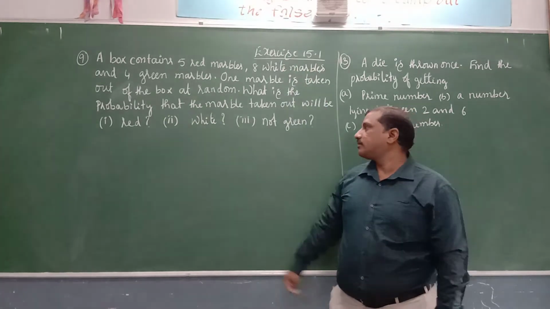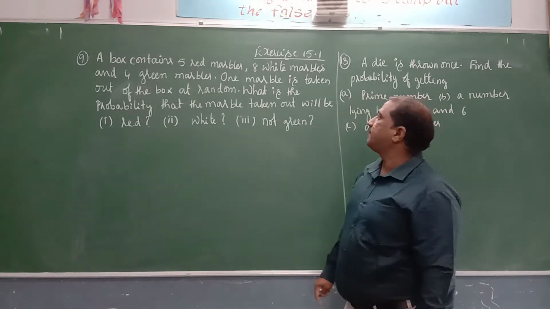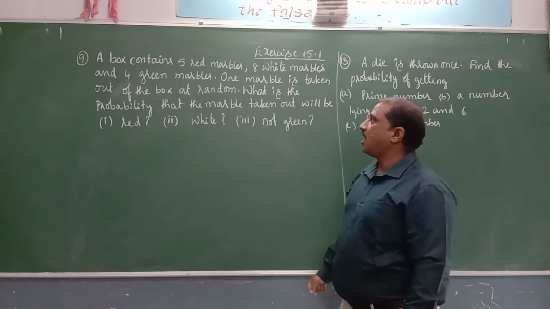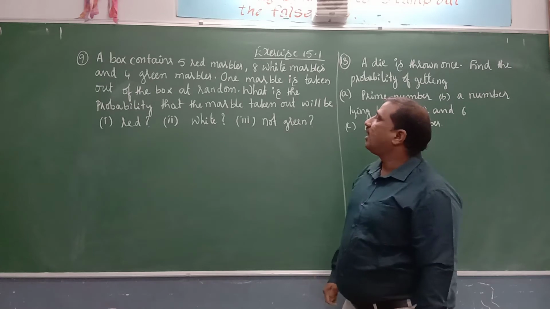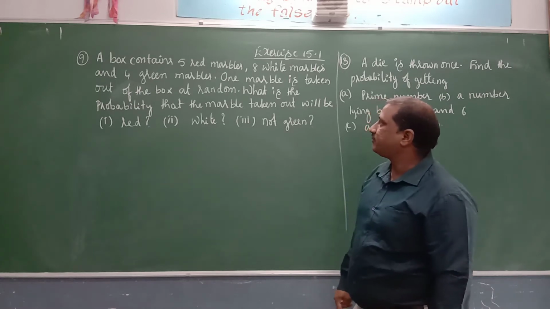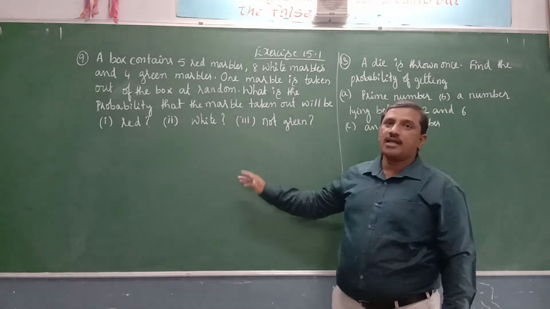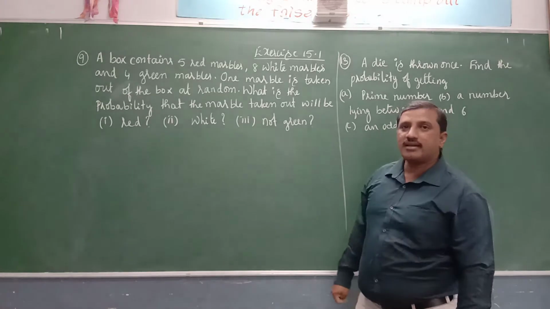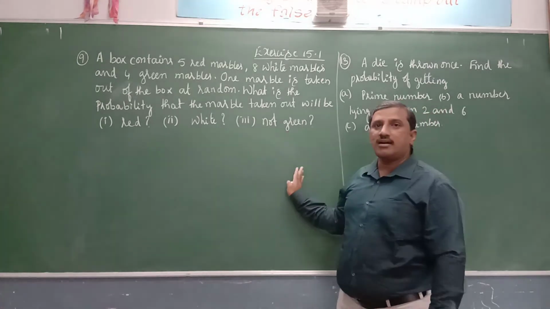So from that, the ninth question: a box contains 5 red marbles, 8 white marbles and 4 green marbles. One marble is taken out of the box at random. What is the probability that the marble taken out will be a red marble, a white marble, not green? Not green in the sense the remaining all other colored marbles.